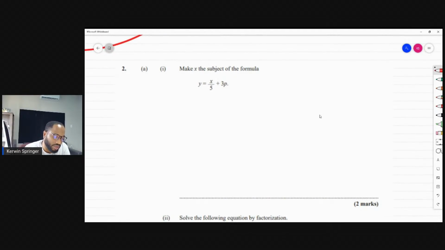Make the subject of the formula. How would you make this the subject of the formula? Can you do this question? Now, when you're making stuff the subject of the formula, you want to make x the subject of the formula.